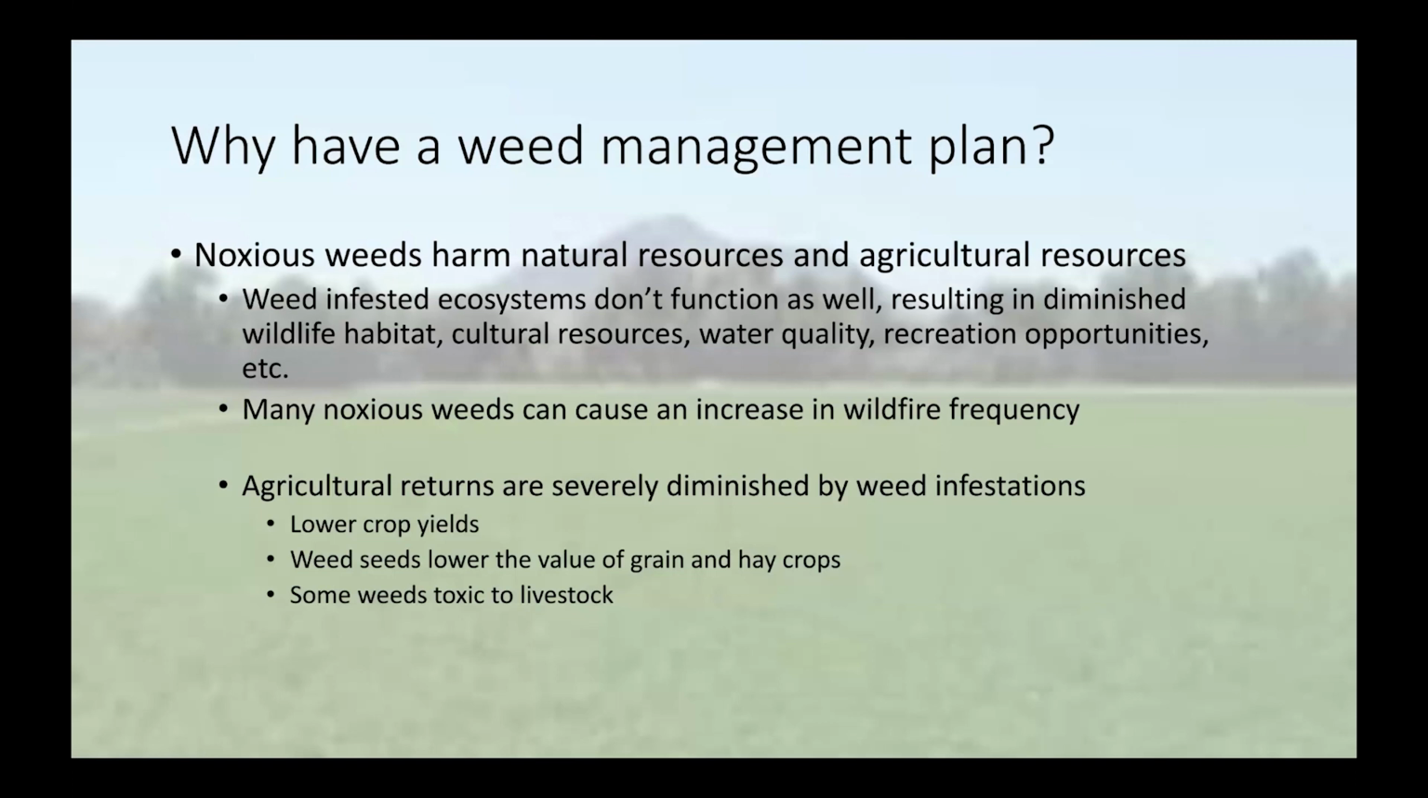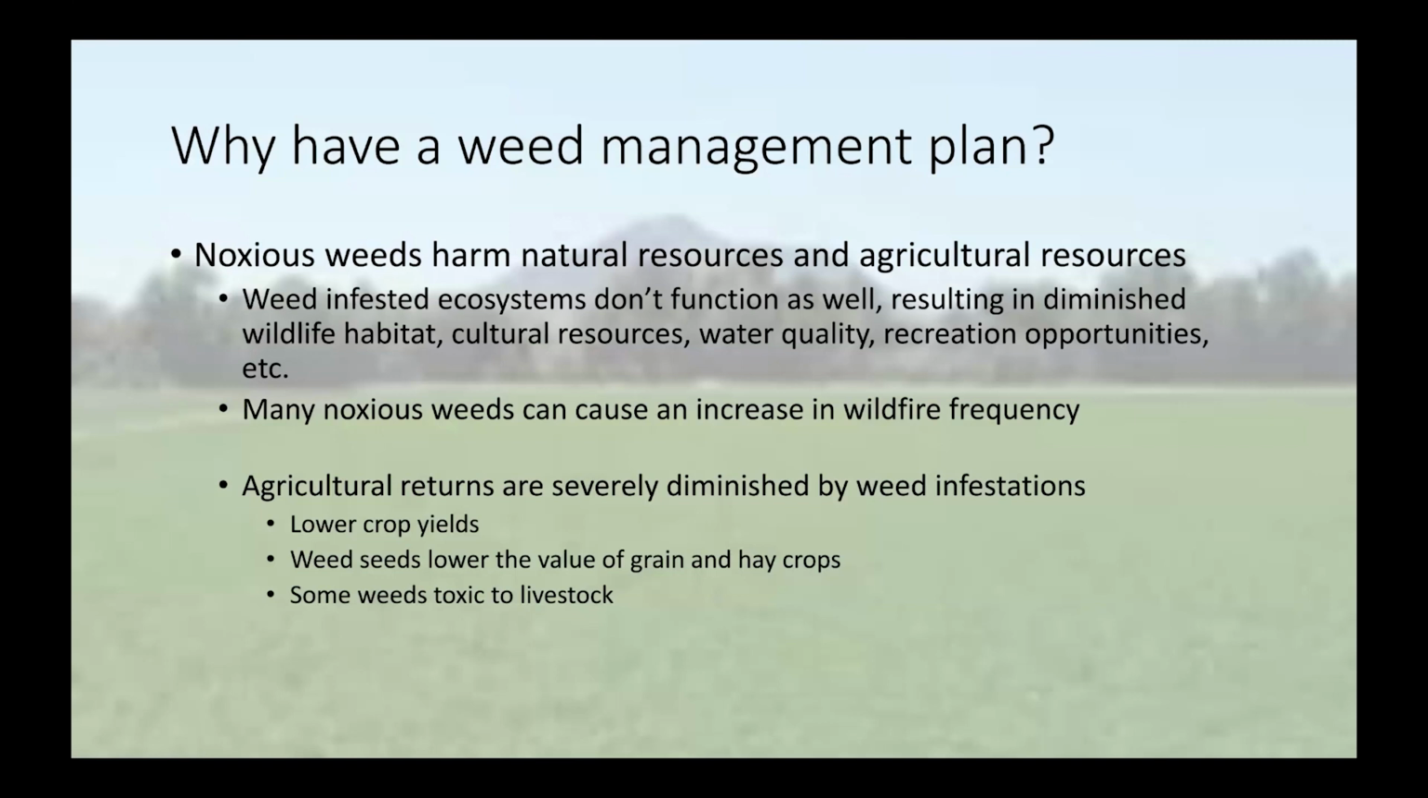You know, a lot of us are familiar with cheatgrass and invasive annual grasses, just how hot and intense those fires can be. In addition, noxious weeds limit agricultural returns. They lower crop yields. Having weed seeds in your grain, hay crops, seed crops lowers its value on the market. We're starting to see a lot of certified weed-free products out there. So producers are competing with weed-free certifications. So those weeds really hinder those sales.